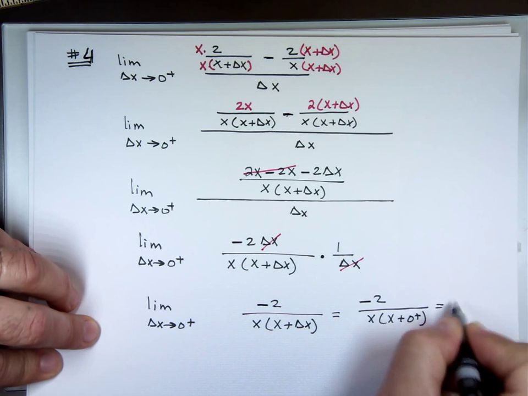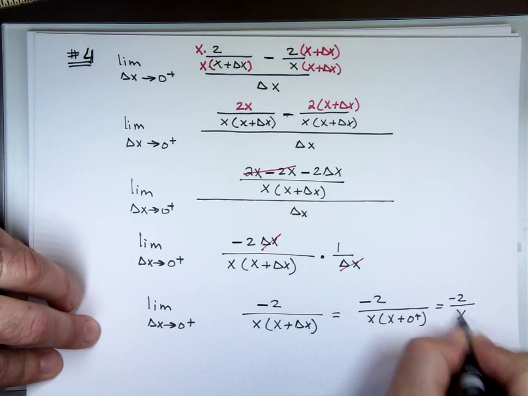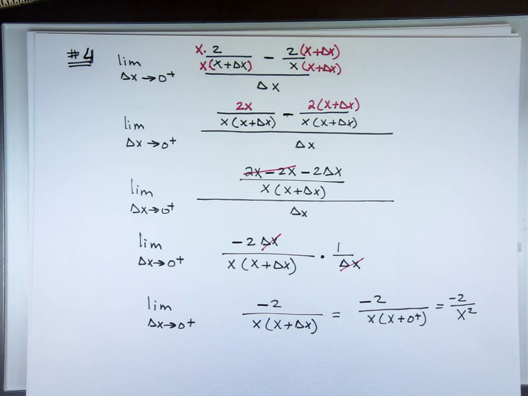Isn't that negative 2 over x squared? Because we didn't tell you what x is, so it's not going to be a number. It's going to be a function of x. Yeah, negative 2 over x squared. So I just played with the algebra. That's all I did here.